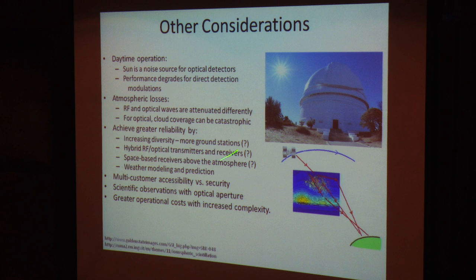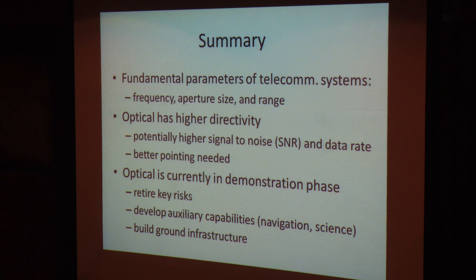So I will leave you with this final note that, in general, when we're talking about space exploration, we are resource limited, and so we always continue to want to keep things simple and small. And to summarize the key points, fundamental parameters of telecom are frequency, aperture size, and range. Optical has higher directivity, which can provide potentially higher signal-to-noise and data rates, but better pointing is needed. Optical is currently in the demonstration phase. We've had several projects intended to retire the key risks, but as Michelle pointed out, we need to continue developing these auxiliary capabilities, which are actually pretty important, including navigation and science, and continue building up the ground infrastructure that hopefully will start having dedicated facilities for optical comm.